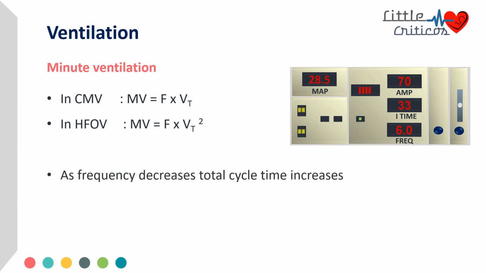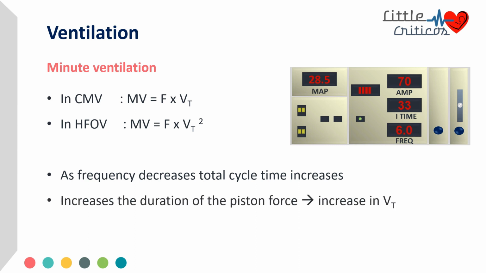As frequency decreases, the total cycle time increases. This results in an increase in the duration of piston force and thereby increases the tidal volume. Since an increase in tidal volume corresponds to better CO2 clearance, counterintuitive to conventional ventilation, a decrease in frequency tends to increase carbon dioxide clearance in high frequency ventilation.